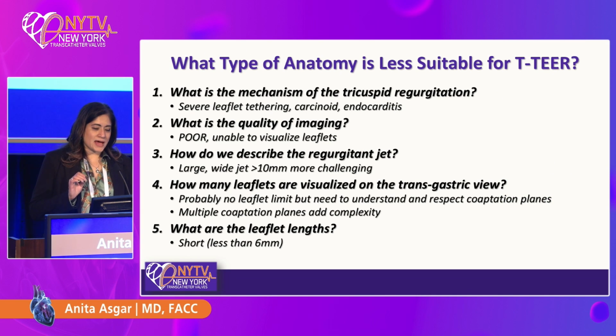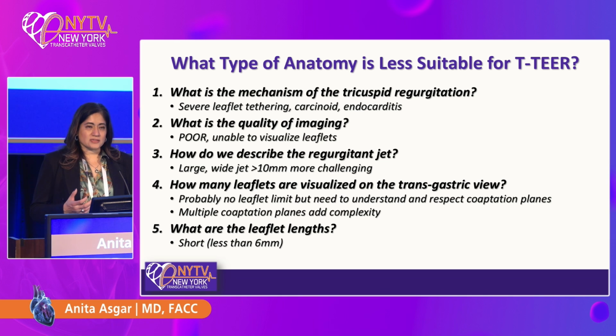So what type of anatomy is less suitable? Obviously, if you have severe leaflet tethering, if you have carcinoid, if you have endocarditis, these would be a flat no for a TEER procedure. What is the quality of imaging? So who's less suitable? Obviously, it's poor. Now, we are seeing that ICE, or three-dimensional intracardiac echo, has a huge role probably to play in tricuspid TEER, but we do need to have some sort of imaging, be it ICE or TEE.